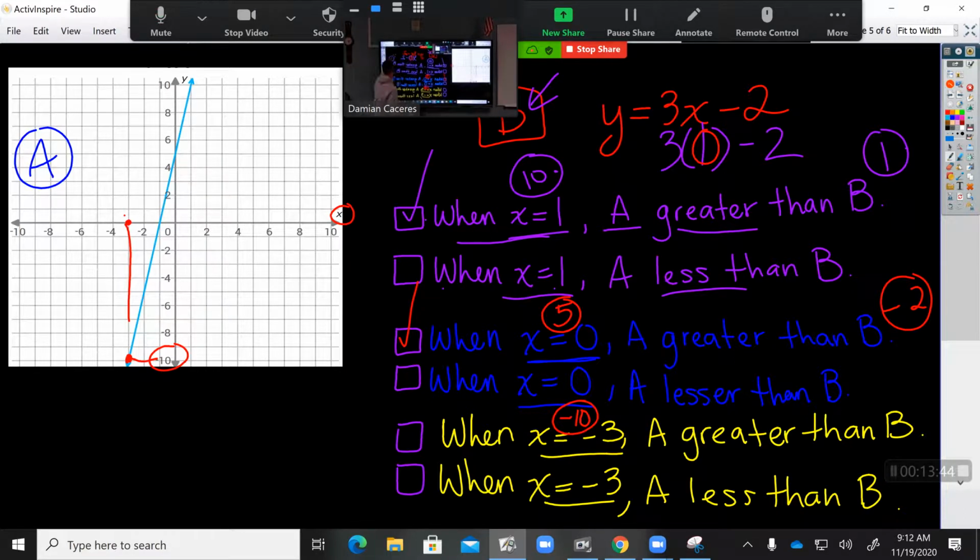Now in the equation, you just plug it in. 3 times negative 3 minus 2 would be negative 11. Now what would be greater? Negative 10 or negative 11? Negative 10 would be greater because with negative numbers, the bigger the negative, the smaller it is. So in this case, A is greater again. And that's it. This is what this section is about, just comparing the two functions.